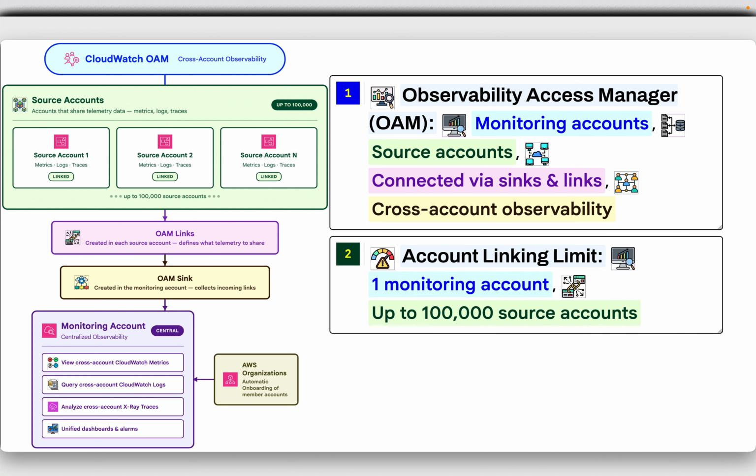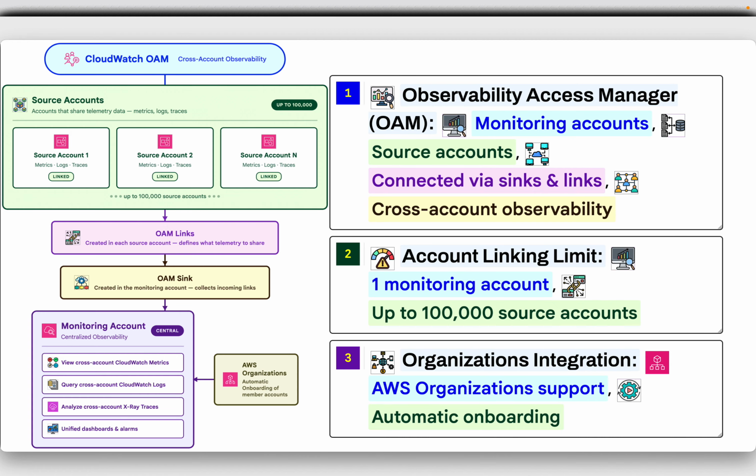Account linking limit. So there is one monitoring account, and it can link up to 100,000 source accounts. Observability Access Manager integrates with AWS Organizations for automatic onboarding of member accounts.